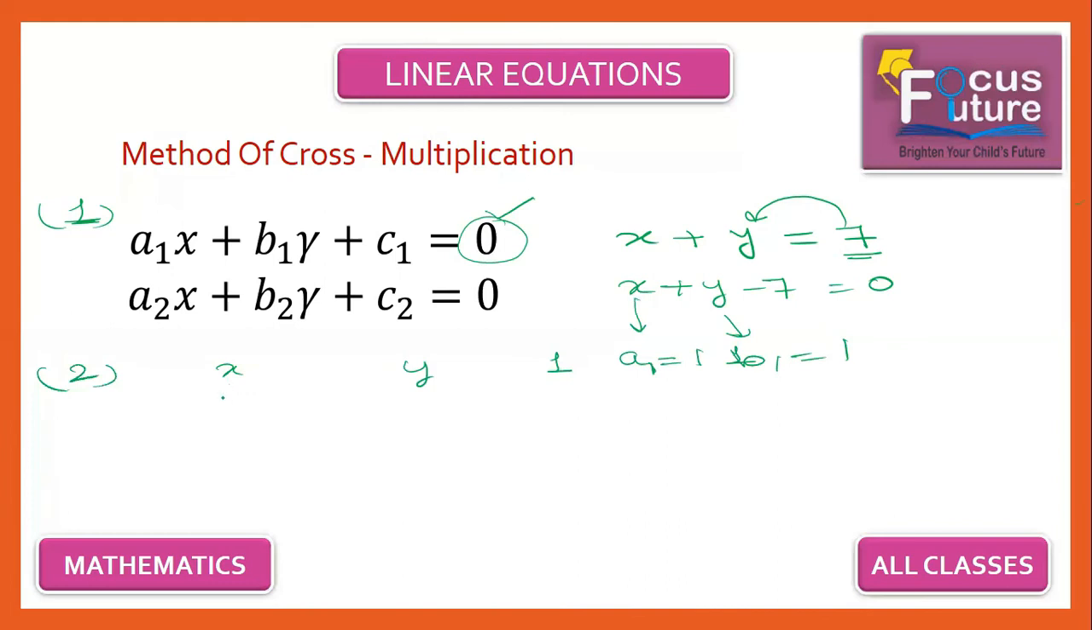So with variable x, you have two coefficients a1 and a2. With variable y, you have two coefficients b1 and b2. And with variable 1, this is not a variable, this is a constant. So with 1, you have c1 and c2, right?